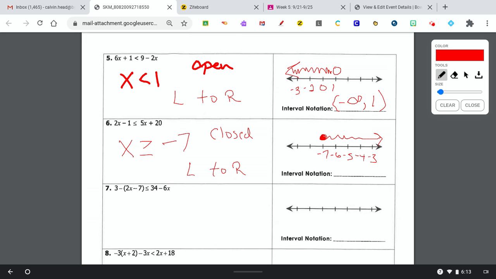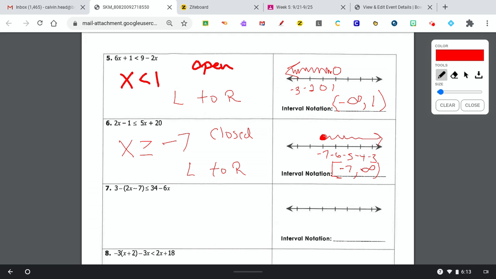What do I see first? I see the -7, comma. It's going to the right, so it's a positive infinity. Since it's closed circle on the -7, it's a bracket. And remember, infinity is always parentheses.